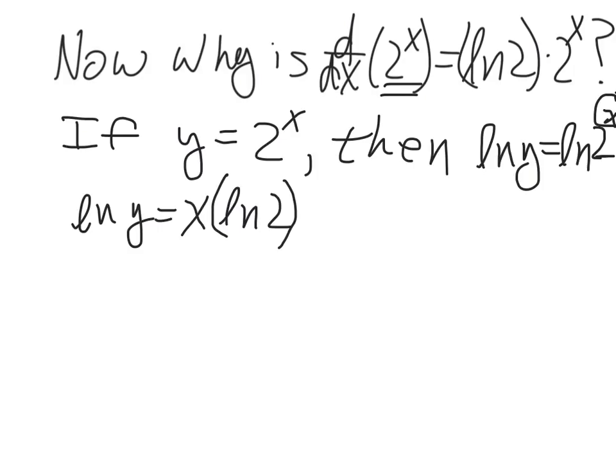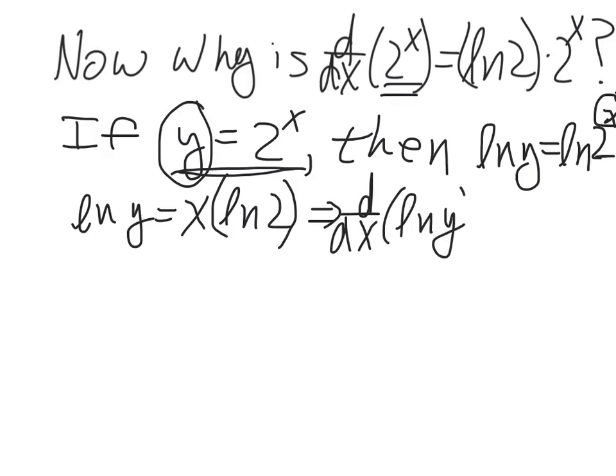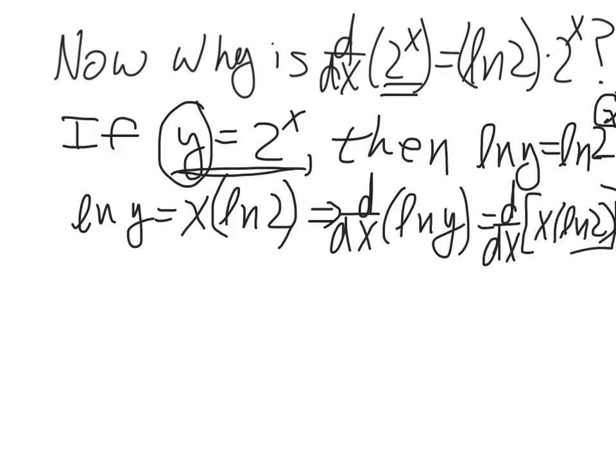Now, we're trying to find the derivative of 2 to the x, or in notation that we've used, we're trying to find dy by dx, or y primed. So let's go ahead and take the derivative now of both sides. Well, this side is a little bit easier to deal with. Derivative of x times natural log of 2 would turn out to be what?